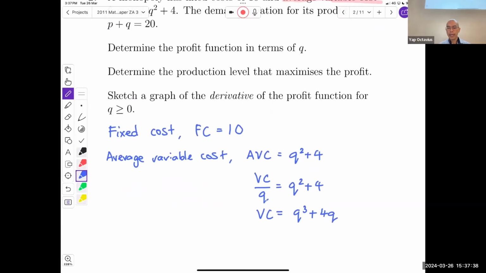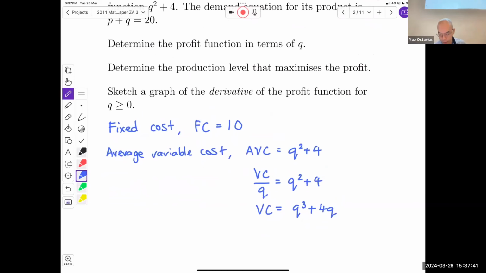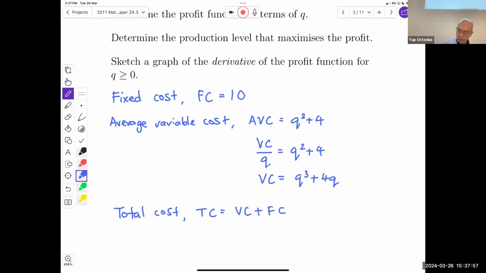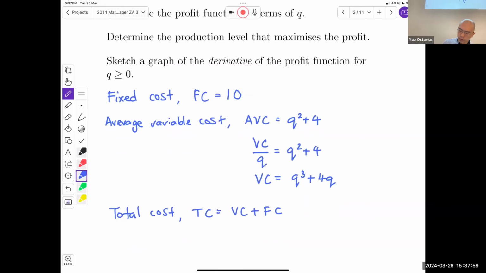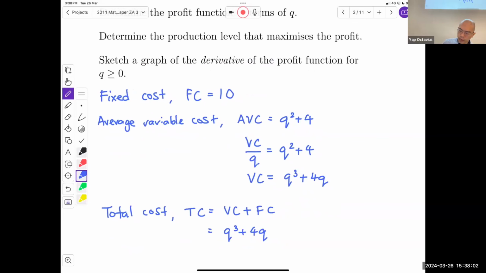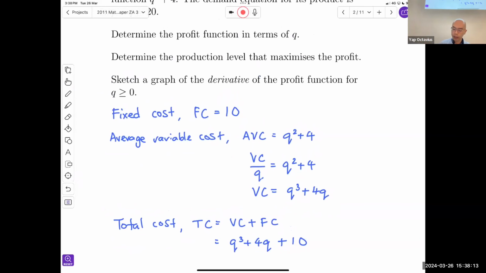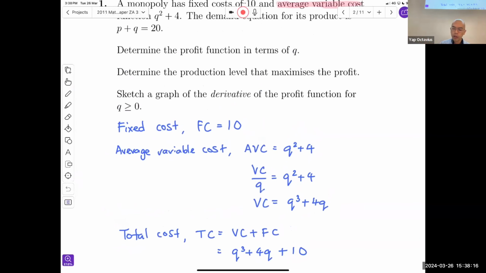Okay, so now we are ready. We're ready to find your total cost. So the total cost, the TC, so this is the total cost. Plus this 10. Okay, so up to this stage, we found the total cost. So we're going to work our way to profit. To find profit, we still need one more thing, the total revenue. What is total revenue?